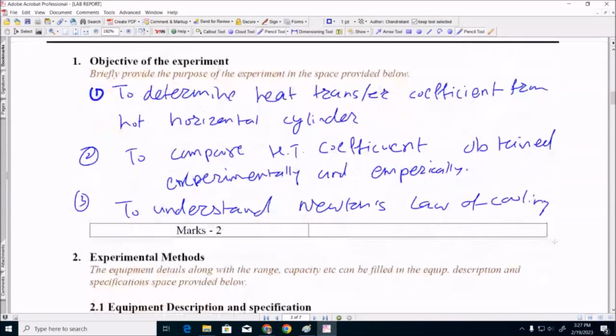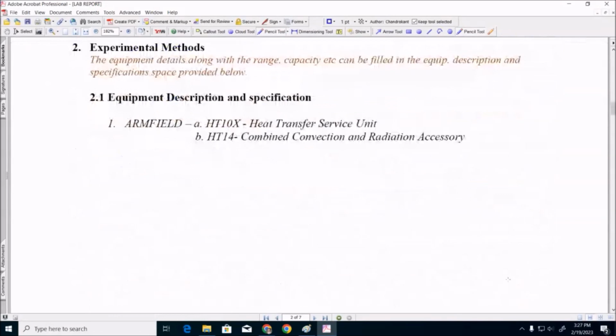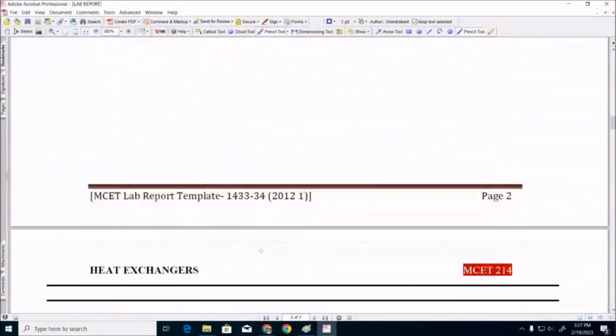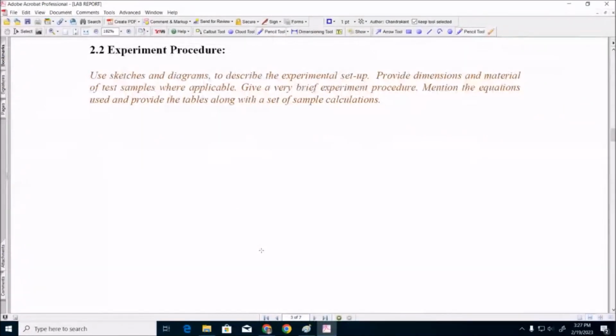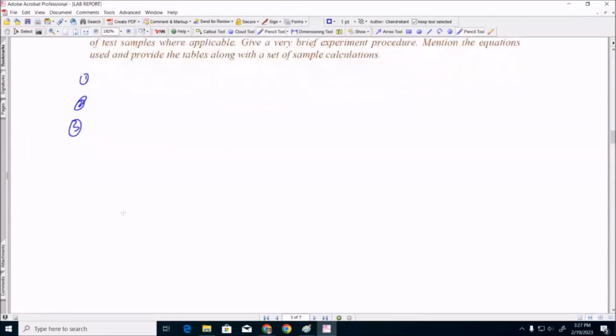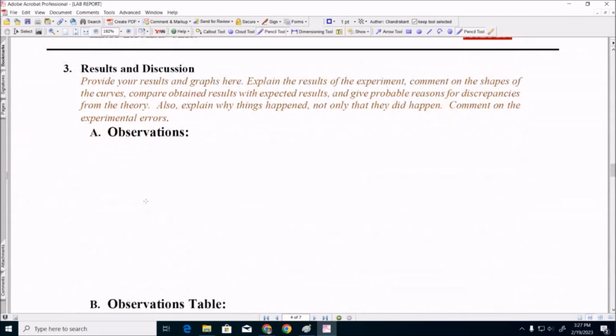So these are the objectives, and the experimental setup I explained here. Now the procedure: see the procedure and write it step by step, point 1, point 2, point 3. See the video carefully and write. It is very easy. Now results and discussion. In the observations we need to write what is given to you, whatever things are given to you.